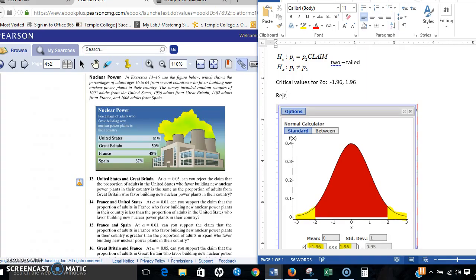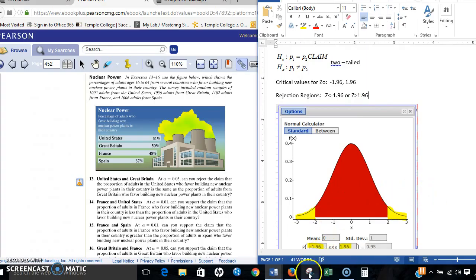So the rejection regions that you see below there in yellow are if your Z test statistic is less than negative 1.96, which is this yellow area to the left, or if your Z value that you get is greater than the positive 1.96, and that's this area on the right. So when we look at our test statistic, we're going to look, is it to the left of negative 1.96, or is it to the right of a positive 1.96?